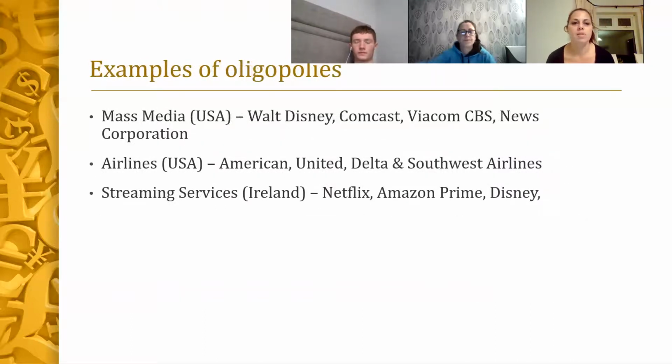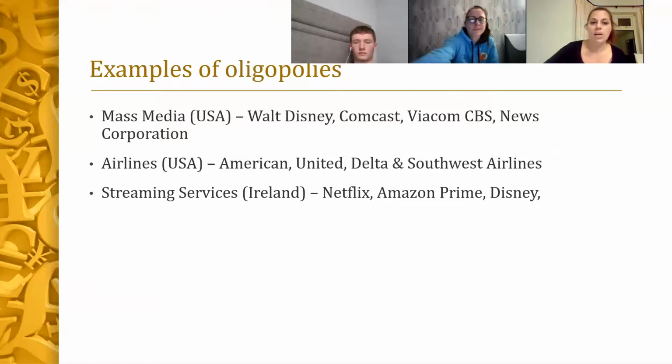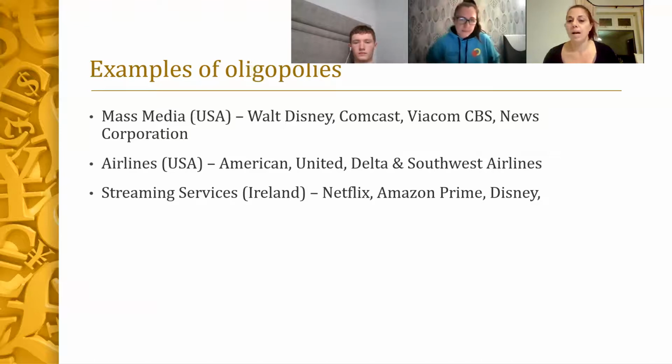So we'll look at some examples of oligopolies. In the US, you could look at mass media, where the market is held by Walt Disney, Comcast, Viacom, CBS, and News Corporation. The airlines are controlled by American, United, Delta, and Southwest. And if you look at the streaming services in Ireland, it's Netflix, Amazon Prime, and Disney.